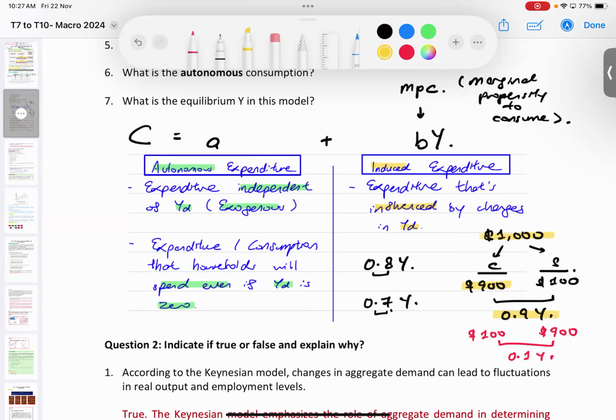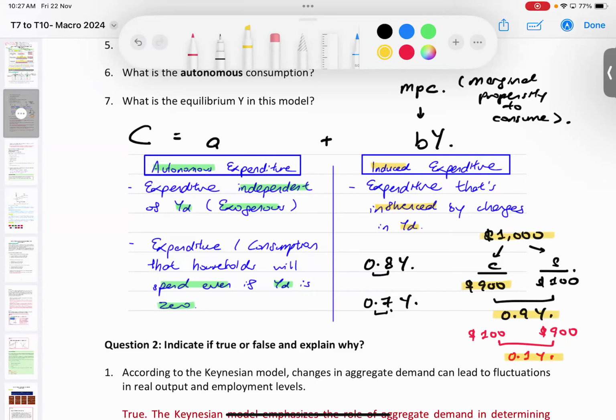So from this induced expenditure or induced consumption, we get to see whether the person is rich or poor. So at least this is what we call induced expenditure. From here, you can see how much you spend for every $1 that you earn.